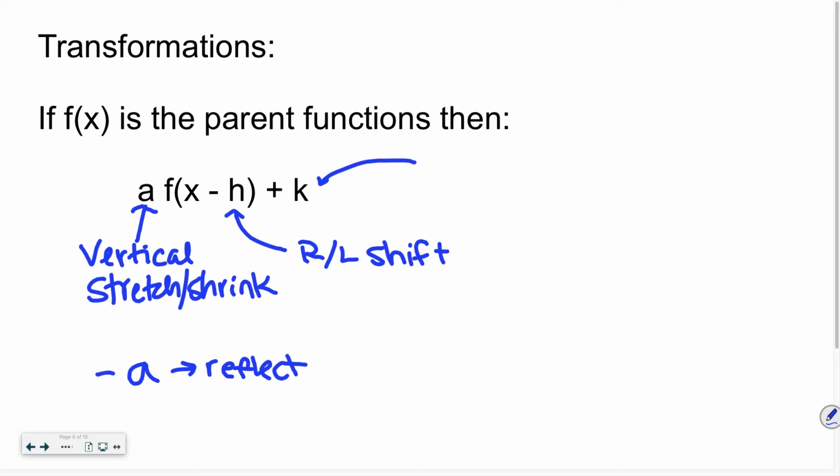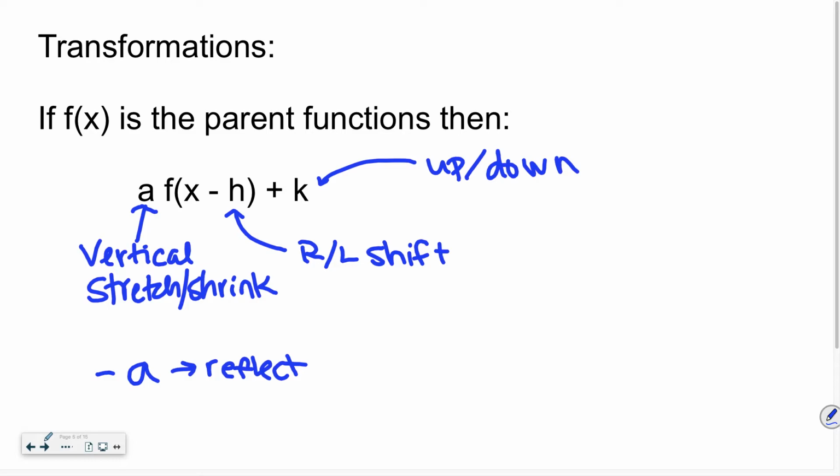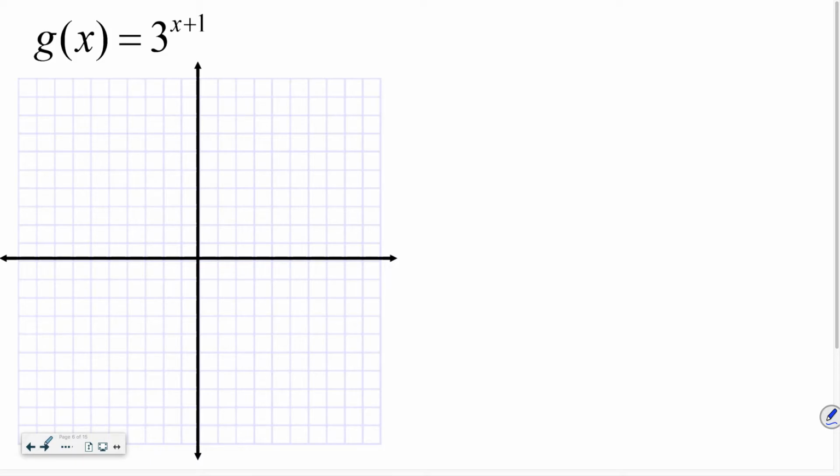So k. Okay. All right, Nate, what is k going to do to our graph? Move it up or down. Okay, so this is what I want you to think about. I want you to think about the parent graph. And from the parent graph, we are going to take these three coordinates and shift them or stretch them or reflect them, whatever a, h, and k tell us to do. All right? For example, please write down 3 raised to the x plus 1 power.